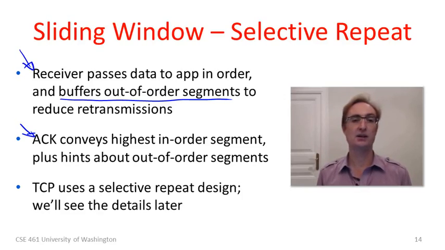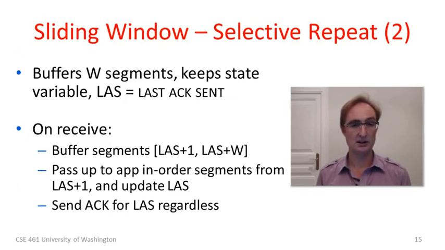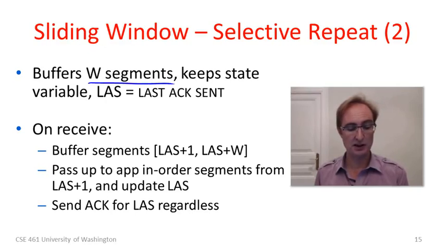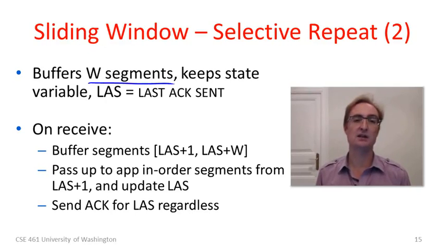This is going to allow the sender to do a better job by understanding what packets or segments might have been lost. TCP actually uses a selective repeat design, and we'll see some of the details later on when we get to TCP. But let me say a little more about selective repeat at the receiver yet. I haven't really said how it works. Here's how it works. It has a buffer for up to W segments. W is the same size as the sliding window. That's the largest number of segments which could be outstanding at any time.